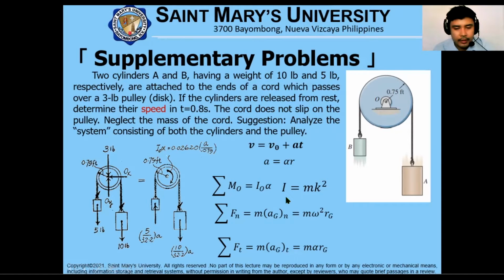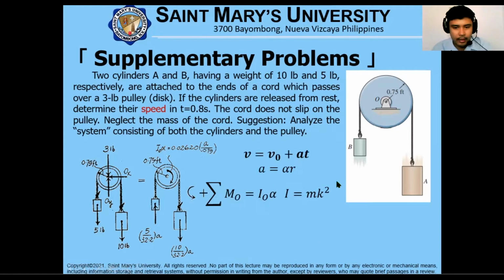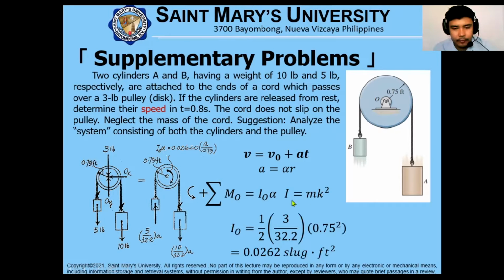However, the prerequisite is that you should know the moment of inertia of this pulley. We have introduced that one in our past lessons. Basically, on how to solve using moments, a prerequisite is to solve first for the moment of inertia. So how do we arrive at this equation, 1/2 mk squared?